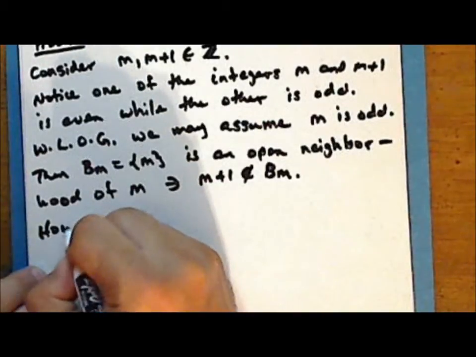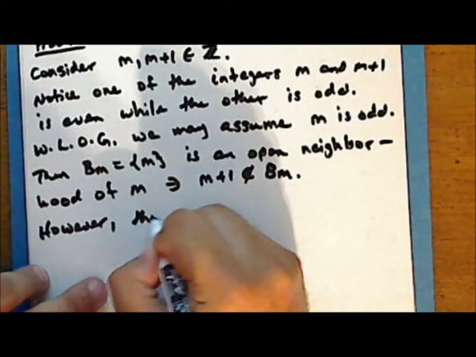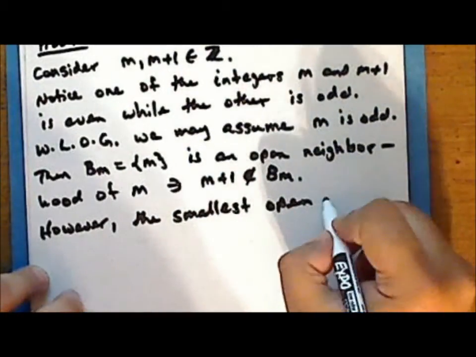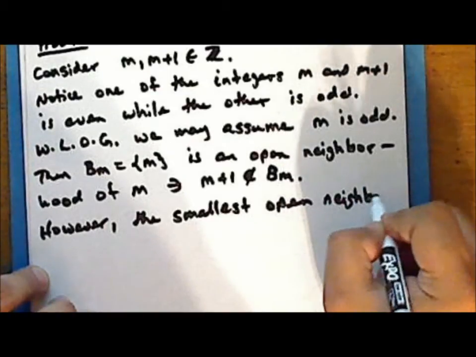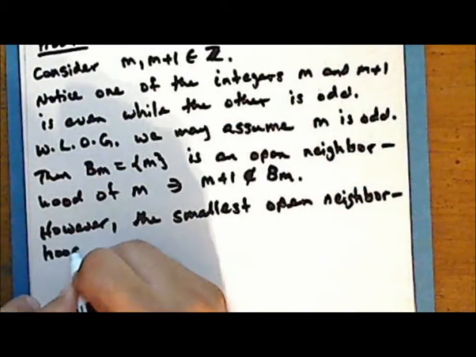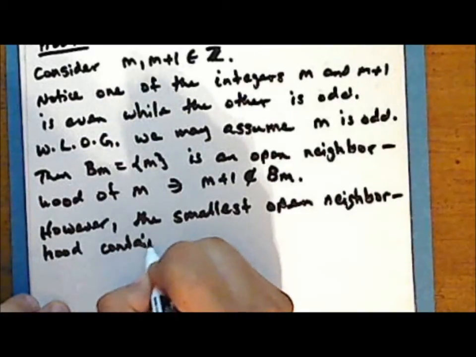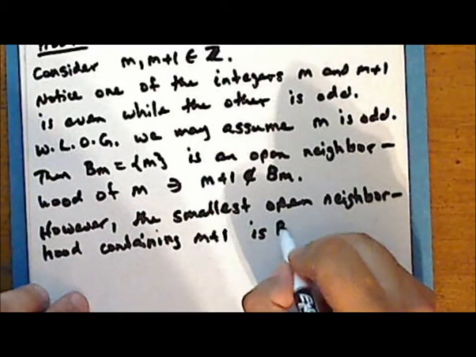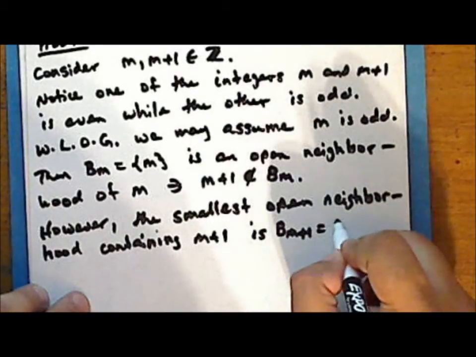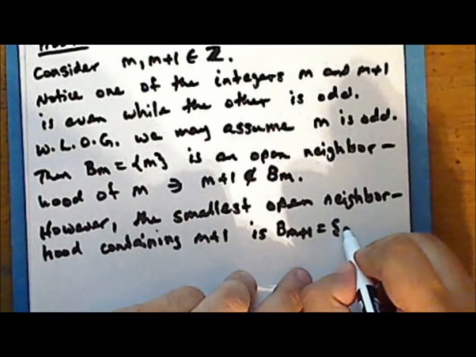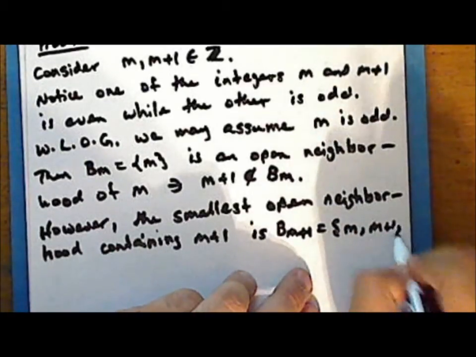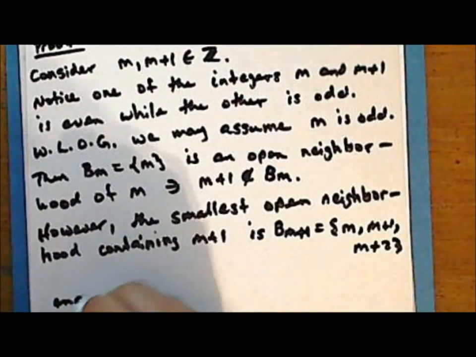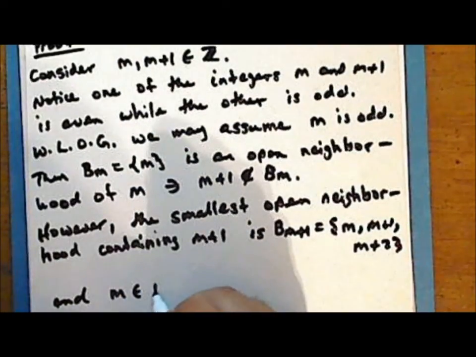However, the smallest open neighborhood containing the point or the integer m plus 1 is the basis element b sub m plus 1, which is the 3-point set containing the integers m, m plus 1, and m plus 2. And clearly, the integer m is in this basis element.